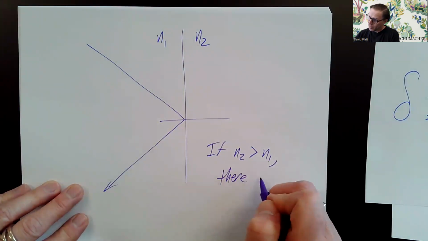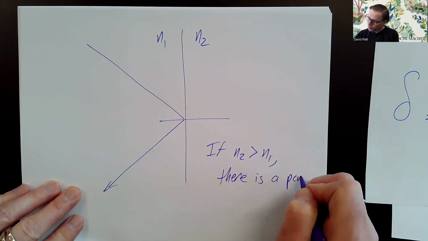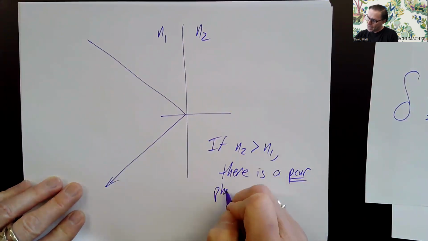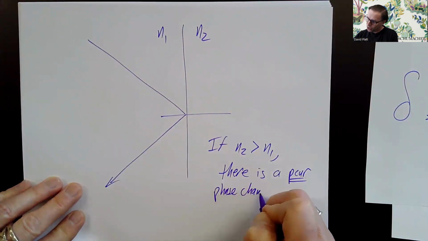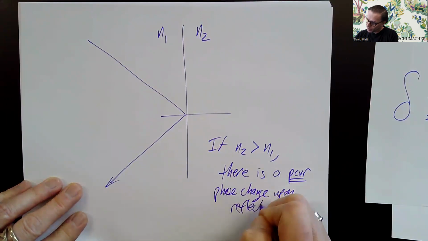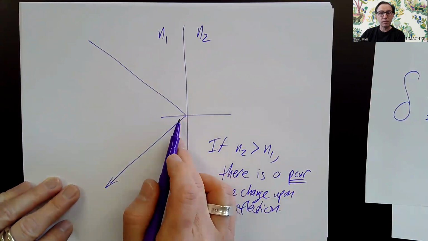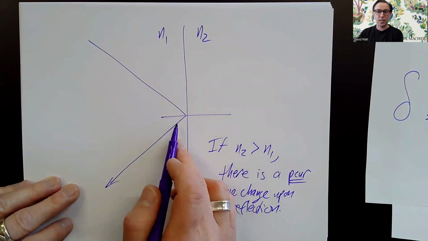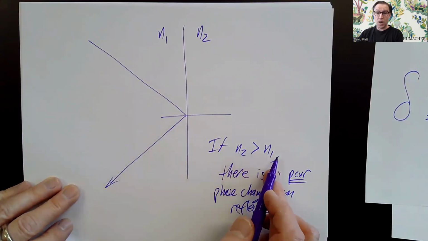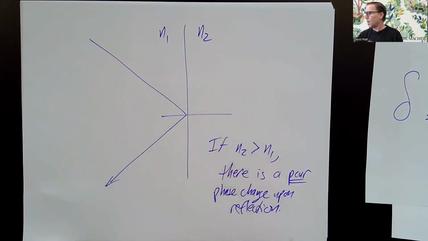there is a p-cur, p-c-u-r. What is a p-cur? It is a phase change upon reflection. What does that mean? It means a crest turns into a trough, or a trough turns into a crest. Now, if n2 is less than n1, then there's no p-cur. There's no phase change upon reflection.